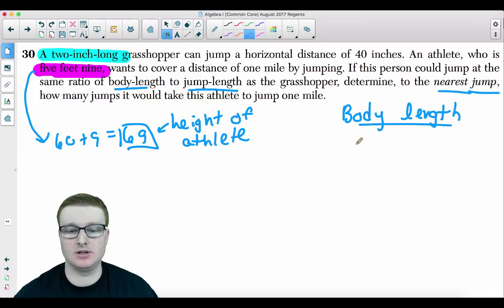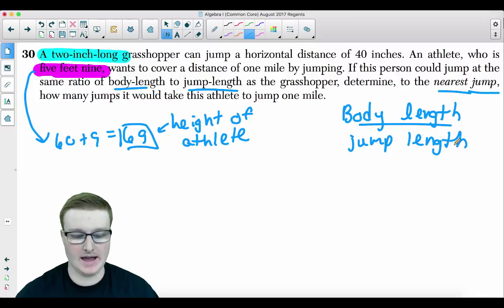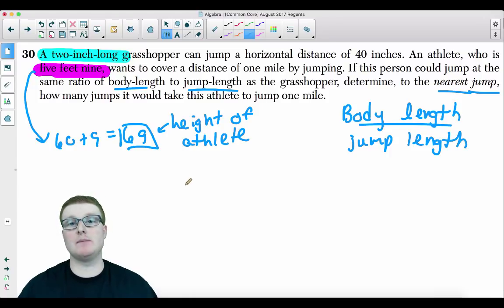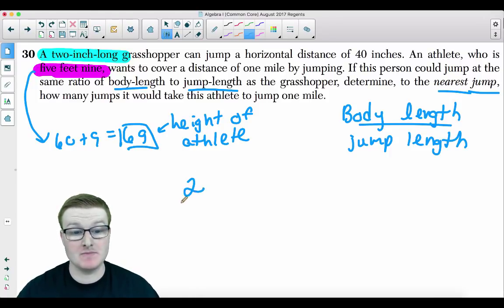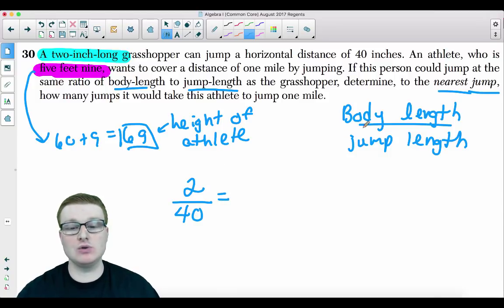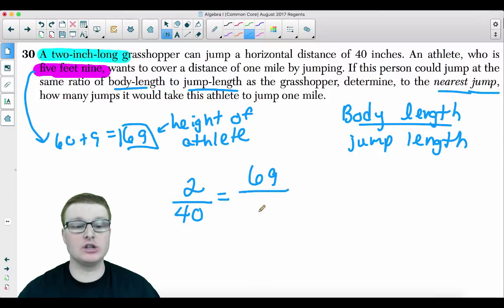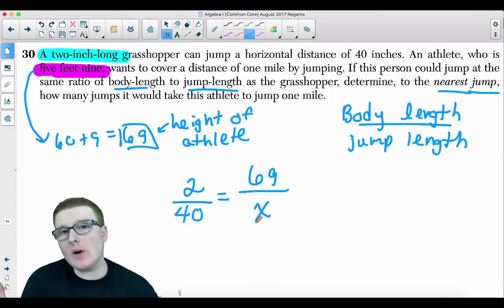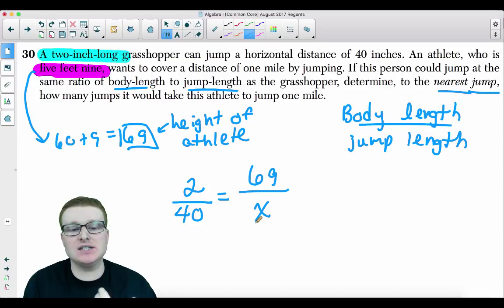Now, it says the ratio of body length to jump length. Body length to jump length. Okay. So the grasshopper is 2 inches long, so the body length of the grasshopper is 2 inches. Its jump length is 40 inches. We're going to set that equal to the body length of the athlete, which is 69 inches, over the jump length, which is x. We don't know how far the athlete jumps, so you have to set up a proportion to get this question right.